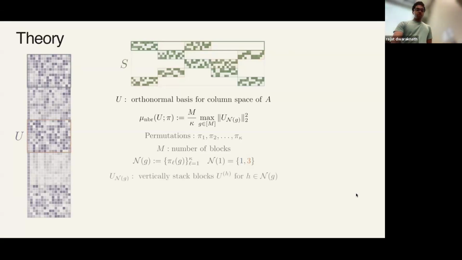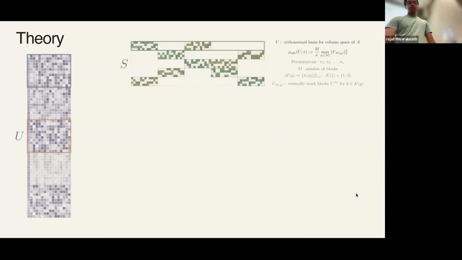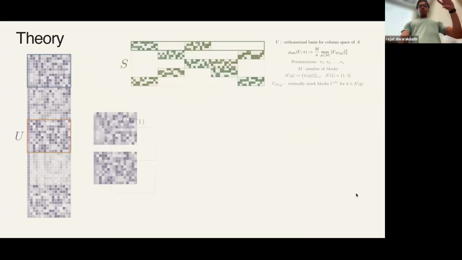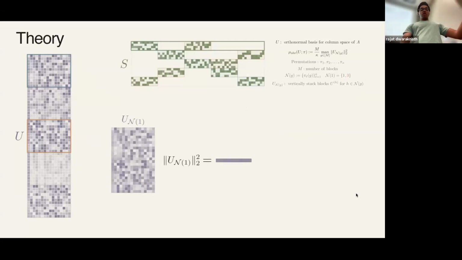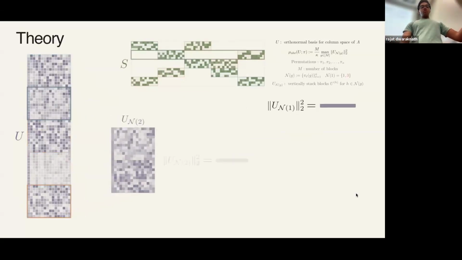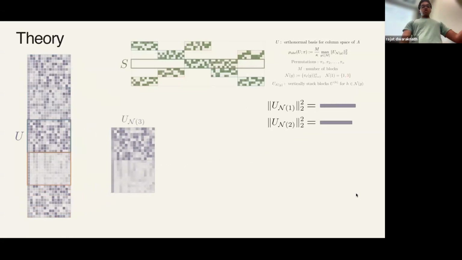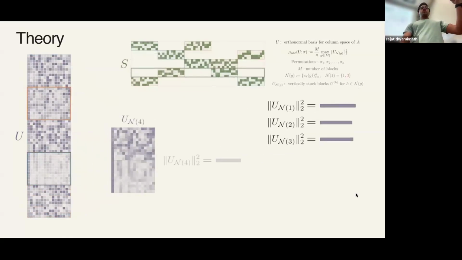Now for each neighborhood, you look at the corresponding blocks of U, and then you stack them together, right? And then you take their norms, and the max of that norm gives you the neighborhood coherence. To work through the example in this case, this block row will give you this neighborhood block. And you basically do this for all 5 block rows, computing the neighborhood energies in each case.